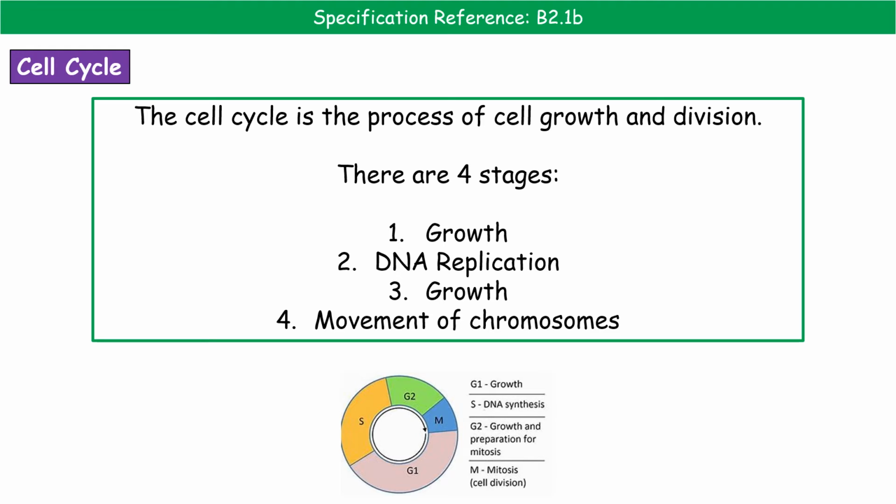So you can see in the little picture at the bottom, we've got G1 is the growth phase. Then S is our synthesis, so DNA replication, we're synthesizing new DNA. G2 is the other growth phase, and then the M is where we're getting the movement of the chromosomes, and that is where mitosis occurs. So mitosis is only in the M phase.